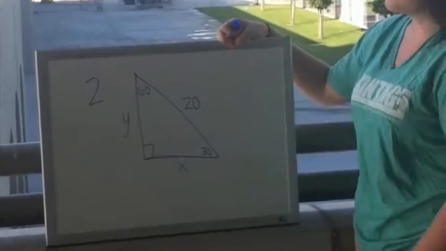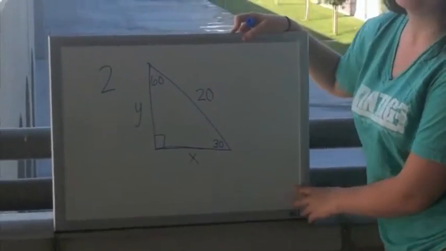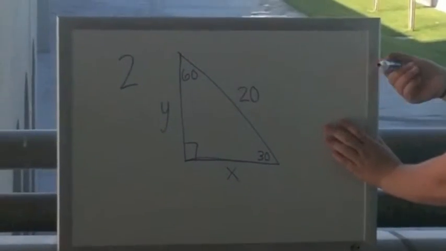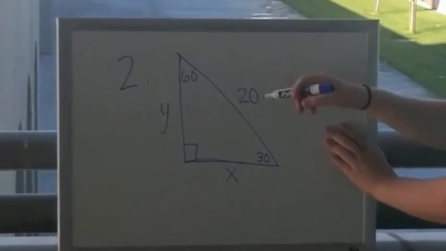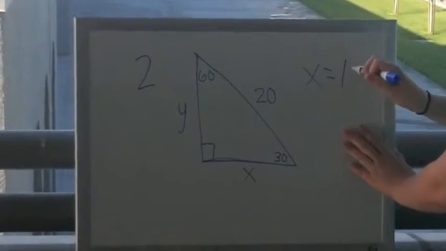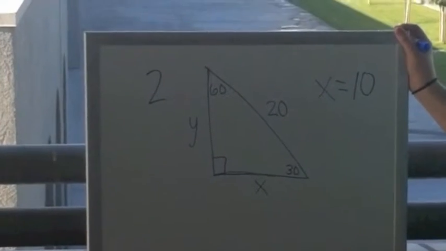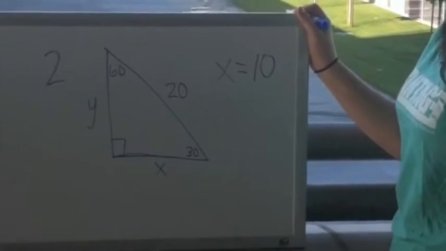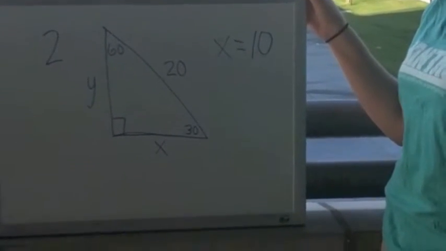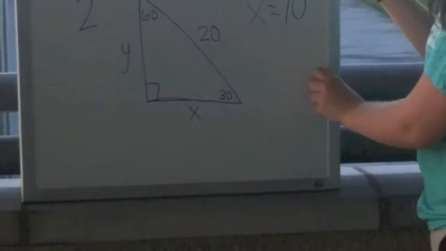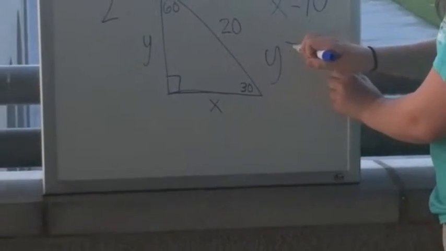Okay, so this is a 30, 60, 90 triangle, which means to solve for x, the rule for the 30, 60, 90 triangle is you divide the hypotenuse by 2. So x would equal 10, because 20 divided by 2 is 10. And then to solve for y, the rule is you put the radical 3 for whatever this is. So x is 10, y equals 10 radical 3.